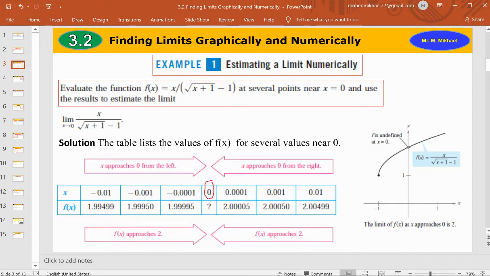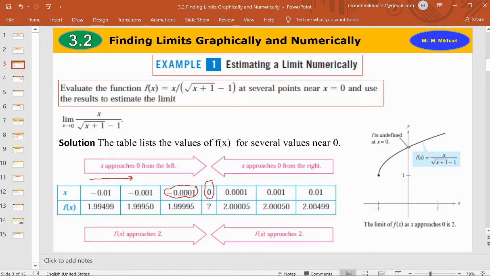If you look at the values to the left, I started to approach the value 0 from the left. First of all, I decided to substitute x equals negative 0.01. This is close to 0, but if you want to get closer and closer to 0, you can choose a value less than this, negative 0.001, that's closer to 0. And if you want to get even closer, you choose a smaller value, negative 0.0001. This is very close to 0. So on this side, we're trying to approach the value 0 from the left.